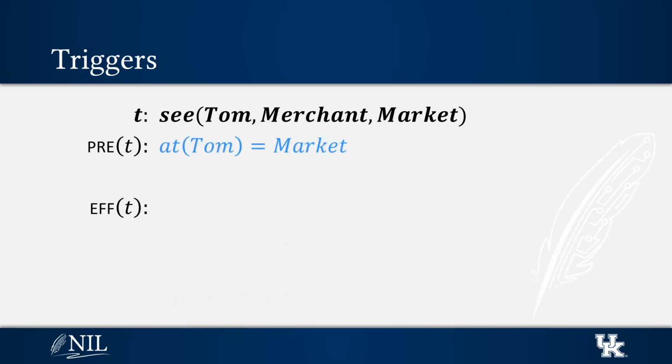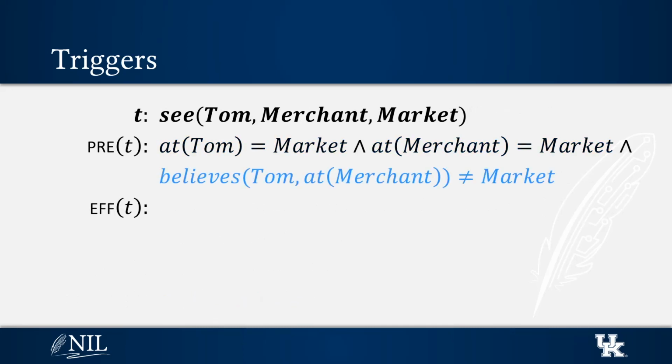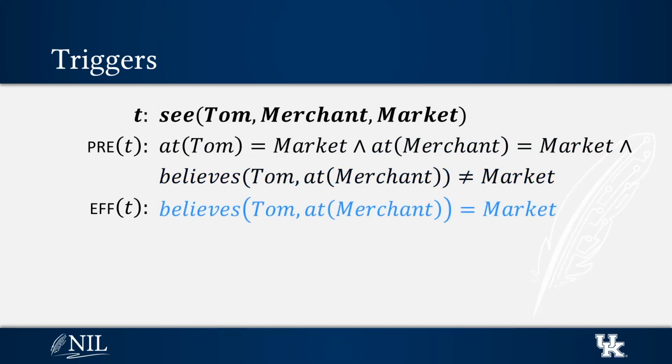For example, we might say that when Tom is at the market and the merchant is at the market, but Tom believes the merchant is somewhere else, now Tom believes the merchant is in the market. This is a common use case for triggers. For example, let's say Tom had a wrong belief about where the merchant was, but then walked to the market. We would want him to notice that the merchant is there. Any number of triggers can run after an action occurs.